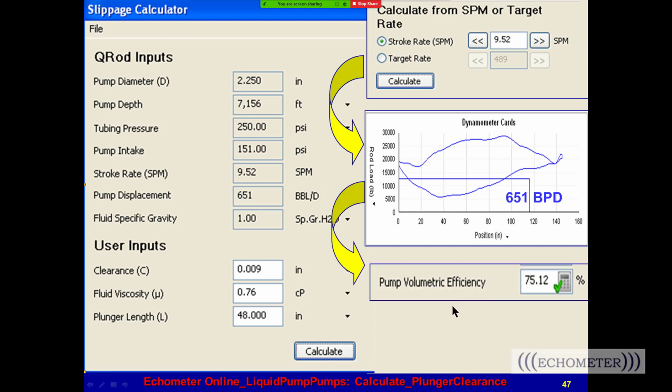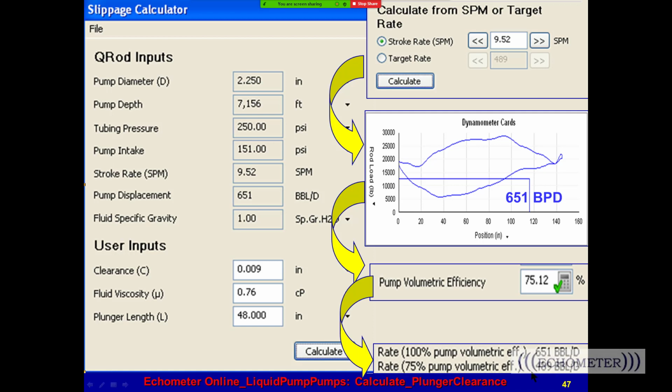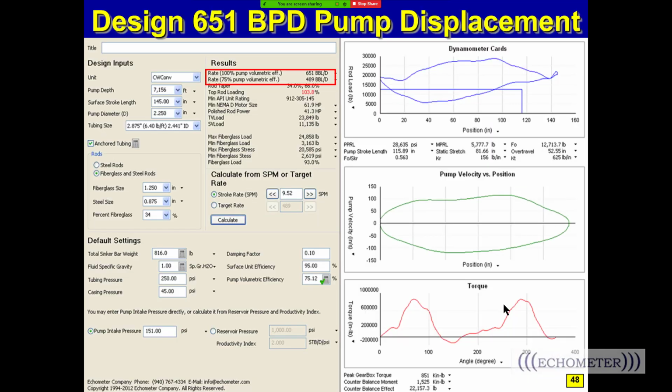And if you use a pump clearance of 9 thousandths, then you're going to have a pump efficiency of 75%. And you may say, well, that's too much losses. 25% of my production is too much losses. But you may say that's satisfactory if you have solids produced. And so there's your actual production. It's going to be much less than your expected production with a pump full of liquid.